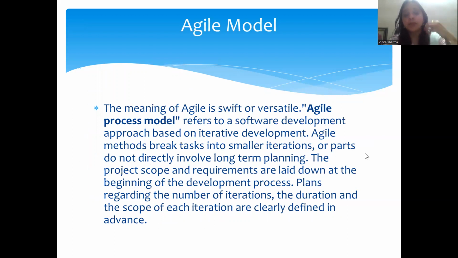The agile model. The meaning of agile is swift or versatile. The agile model is a basic model which is used in various companies and industries, and it is an advanced model. You can say that the agile method breaks tasks into smaller iterations, but the parts do not directly involve long-term planning. In this agile model, we can directly communicate with the customer, right? And plans regarding the number of iterations, the duration, and the scope of each iteration are clearly defined in advance.